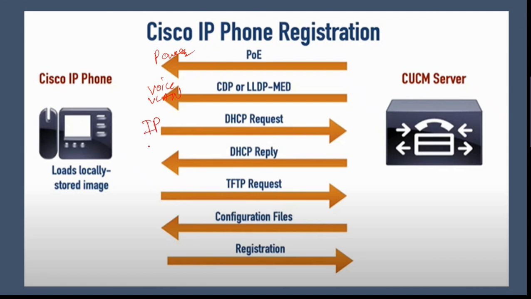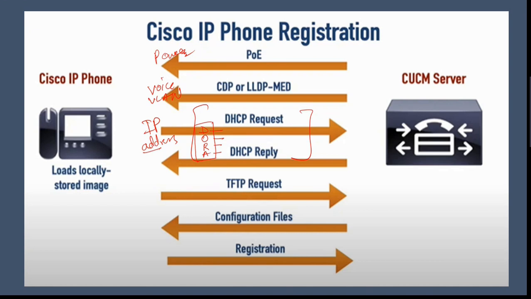Next, it needs an IP address. For the IP address, it will contact the DHCP server. The DHCP server can be an external DHCP server or a separate DHCP server. It can be a router, or it can be configured on the CUCM itself. The four-step process that we discussed will happen here. Here it's just written in short as request and reply, but we discussed that it is a four-step process in detail: discover, offer, request, acknowledgement. Once that is completed successfully, the device will get an IP address from the DHCP server.